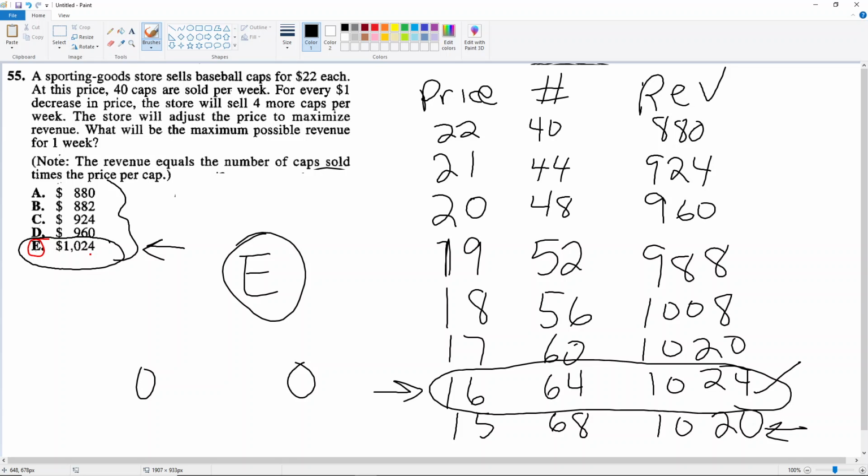I think it would probably take you a little bit too long to do 14, 13, 12, 11, 10, 9, 8, 7, 6, 5, 4, 3, 2, 1, and then 0. But hopefully you see the pattern that it keeps going down once we get past $16. So there's our answer E for 5574C.